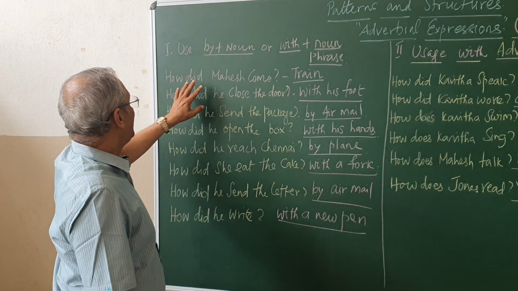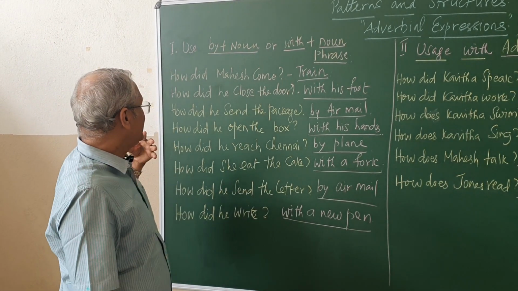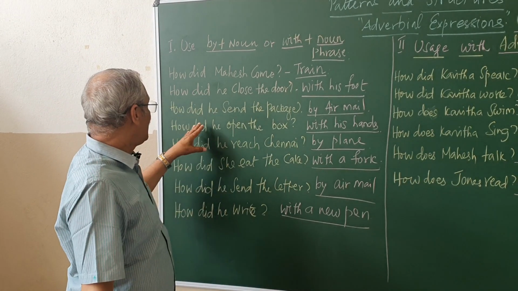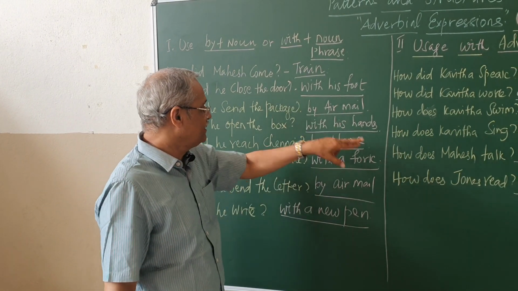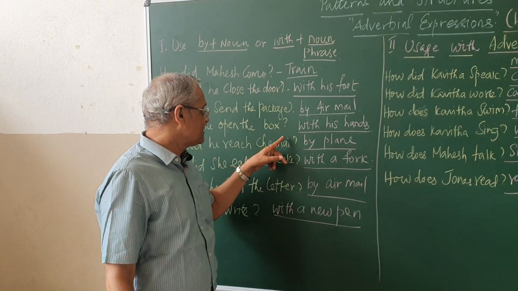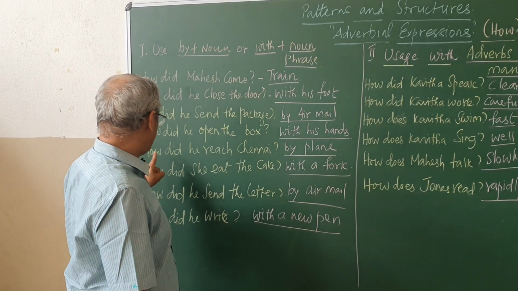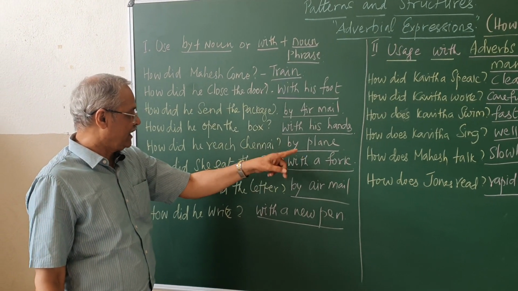How did Mahesh come? He came by train. How did he close the door? He closed it with his foot. How did he send the package? He sent the package by air mail. How did he open the box? He opened the box with his hands. How did he reach Chennai? He reached Chennai by plane.